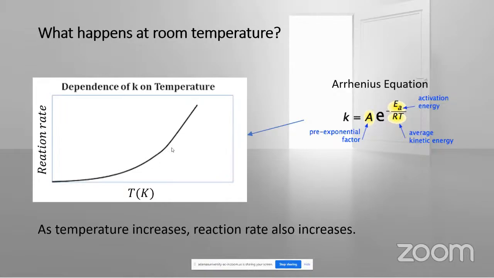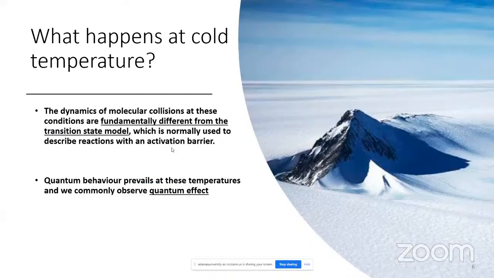Now the question is, can we extrapolate this curve, the Arrhenius equation, down to the cold regime and replicate the behavior of the atoms and molecules? The short answer is no, we can't. The dynamics of molecular collisions at cold, ultra-cold conditions are fundamentally very different from the transition state model, which is normally used to describe reactions with an activation barrier, the normal room temperature reactions. Also there is no quantum averaging out, that is, the data that we get are not averaged over several quantum states, but are specific to some very specific quantum state.